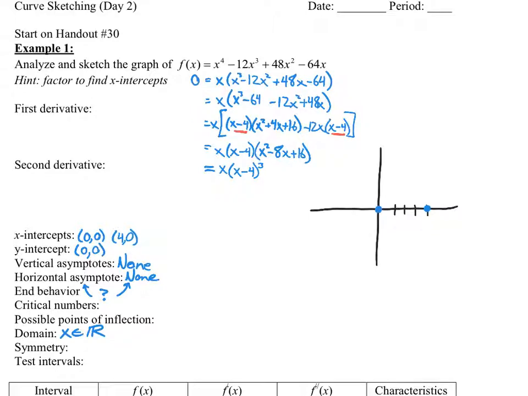Okay? So now we need to go through our first derivative. F prime of x is 4x cubed minus 36x squared plus 96x minus 64. Okay? And now we just need to figure out what the zeros of that are.